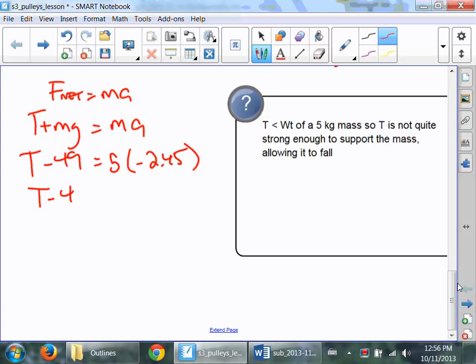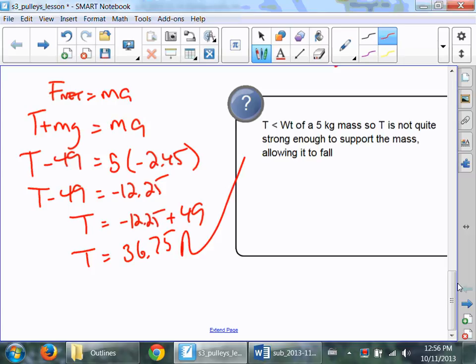So, we're going to get negative 12.25 plus 49, which is going to give us 36.75 newtons as the force of tension going down for mass 2. Okay? So because it's falling, its tension is not going to be as strong as the gravitational force.